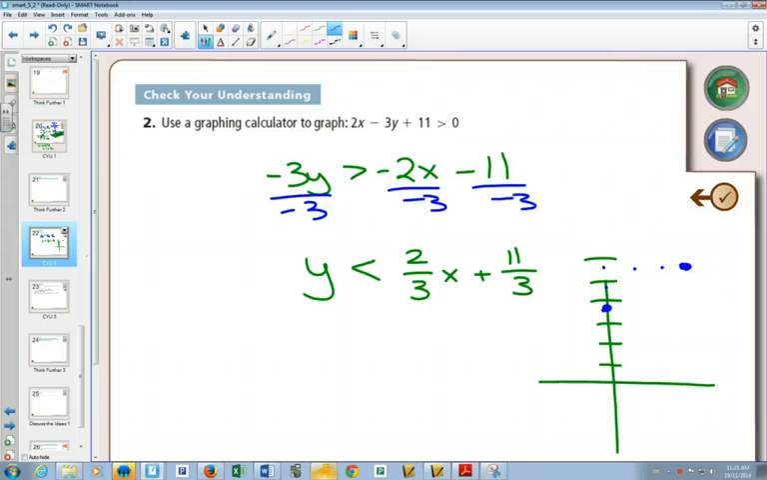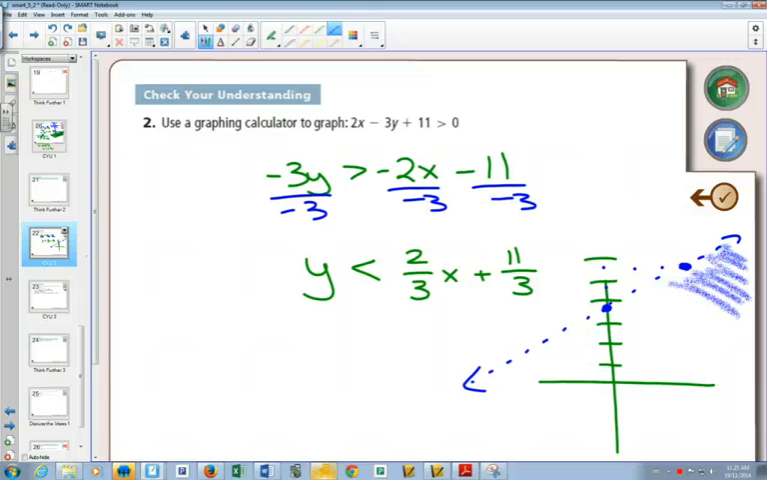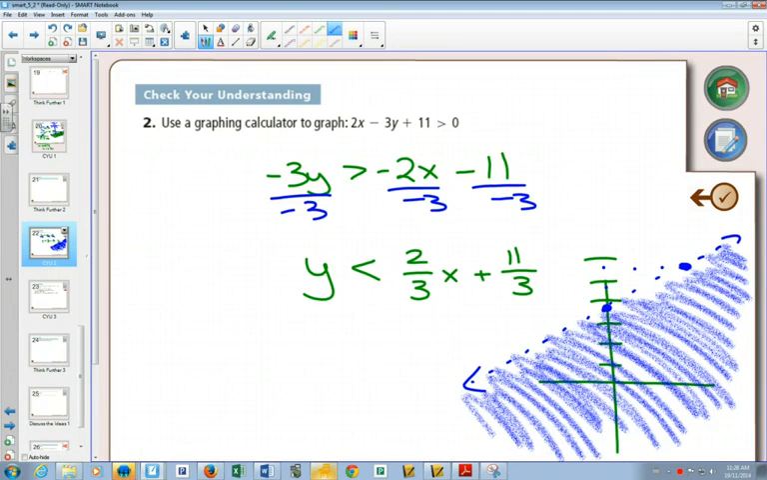Would I draw a solid line or a dotted line? Dotted line. Would I shade above or would I shade below? Shade below. And there you'd have how to do it without your calculator.